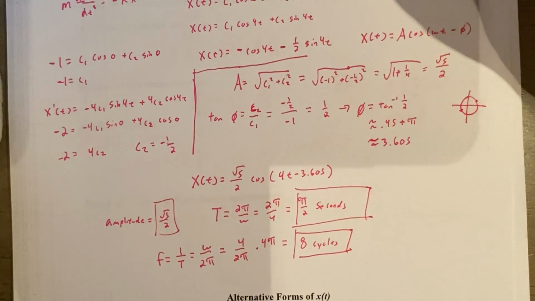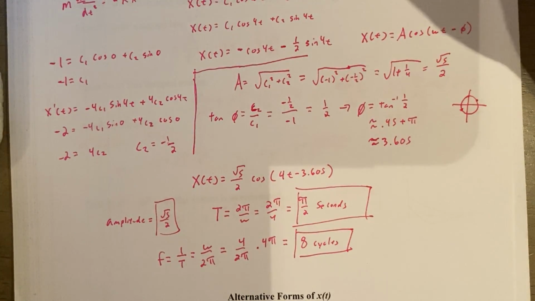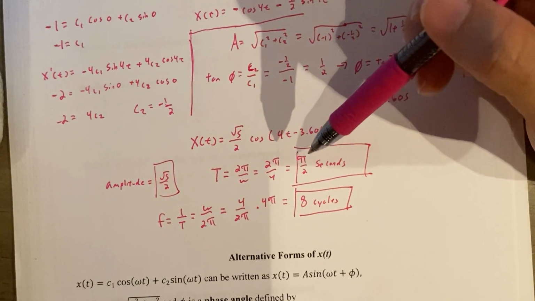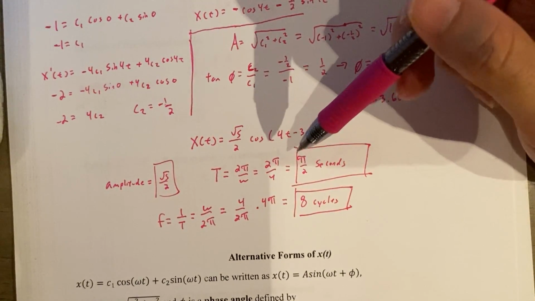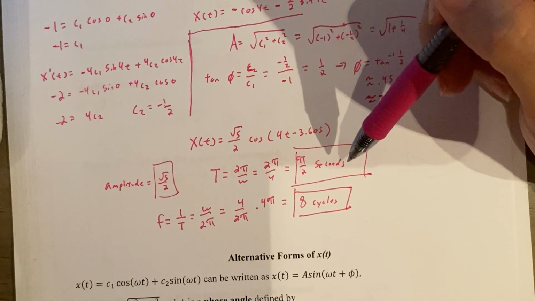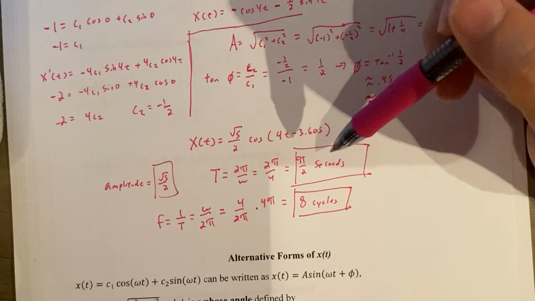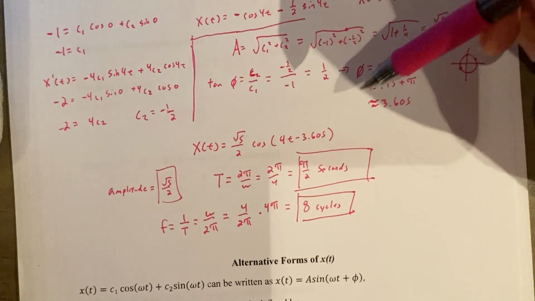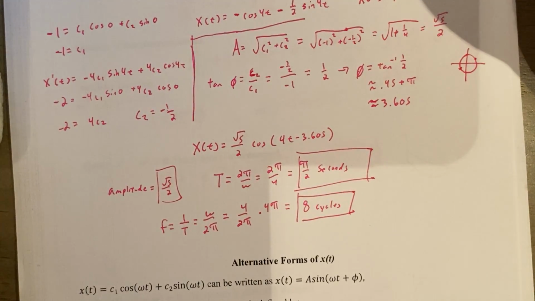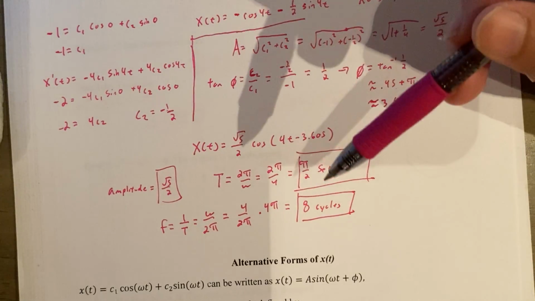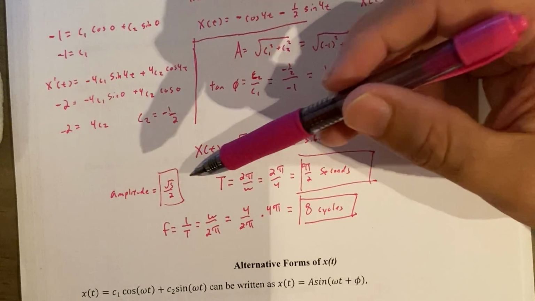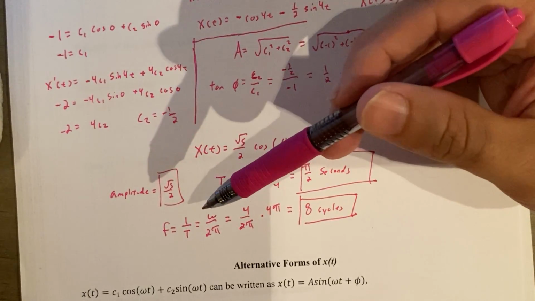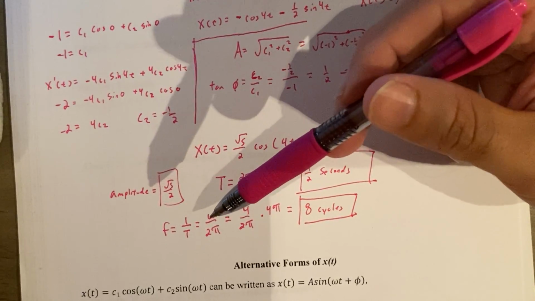And how many cycles we will have completed at the end of 4 pi seconds, well, that should be pretty easy as well, because if it takes pi over 2 seconds to complete one cycle, then we should know that after 4 pi seconds, it's going to go through 8 cycles. But we also have the formula for cycles per second. So here we have omega over 2 pi.